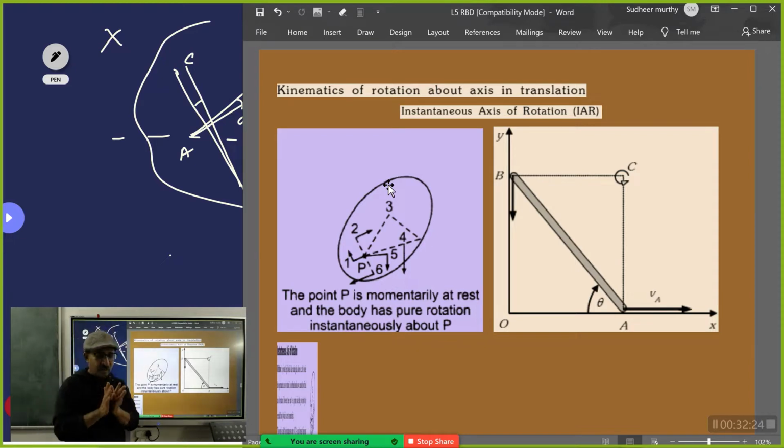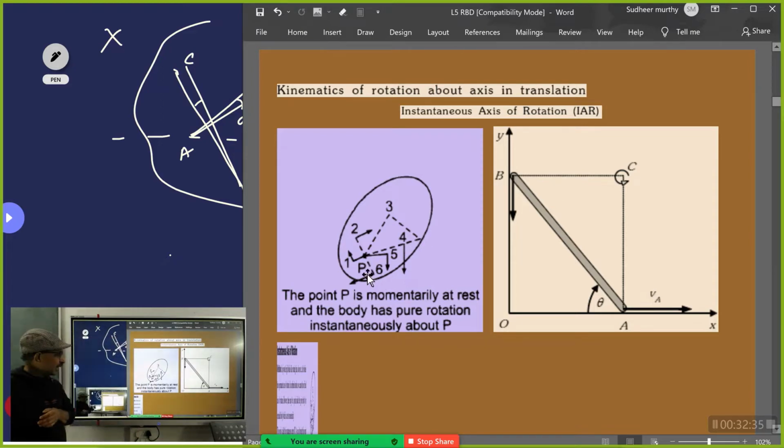Now at a given instant of time, if you freeze the time, that is, you are taking a snapshot at a particular instant, then we will create a concept called instantaneous axis of rotation. Instantaneous means for that moment only. For that moment only, you assume that this point is at rest.